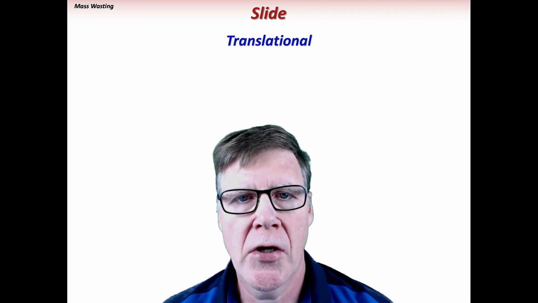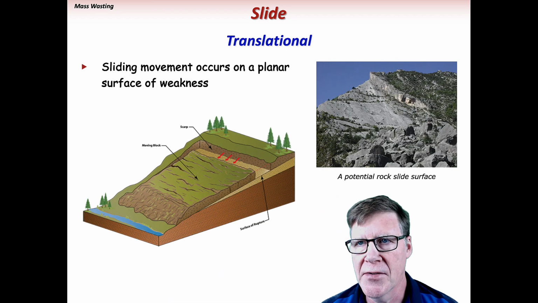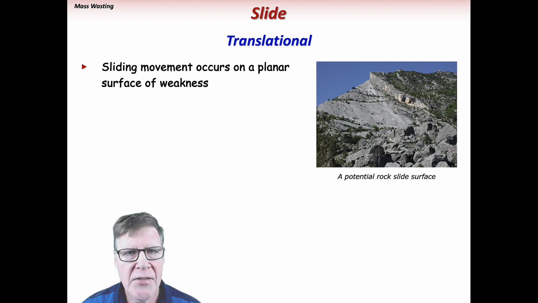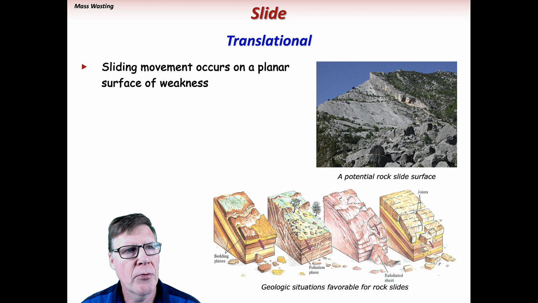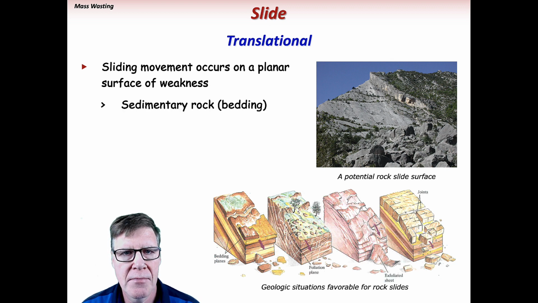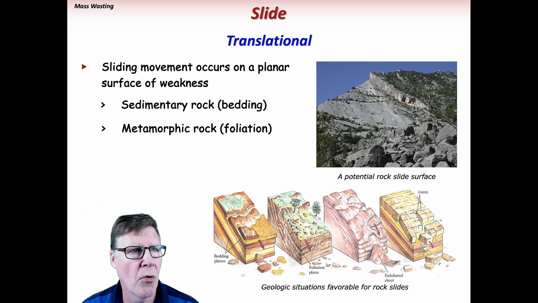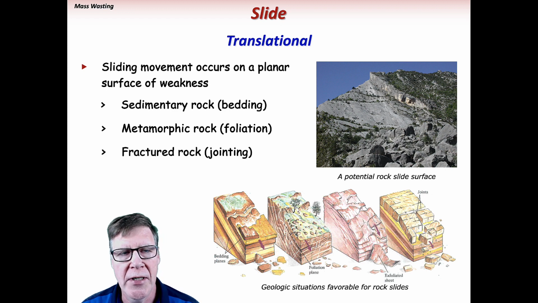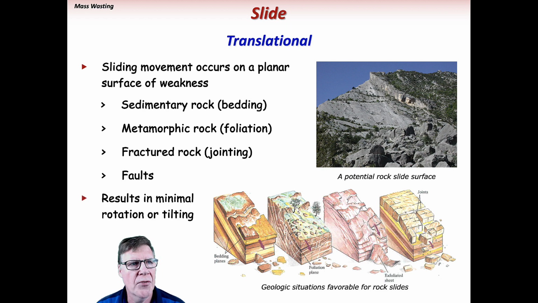Translational slides occur on planar surfaces of weakness, typically where the ground surface is parallel to the weakness plane. Examples include bedding within sedimentary rock units, foliation within metamorphic rock units, rocks with significant joint fracturing, and faults. These slides result in simple movement of material downslope and involve minimal rotation or tilting.